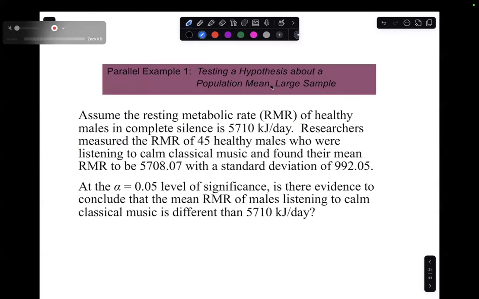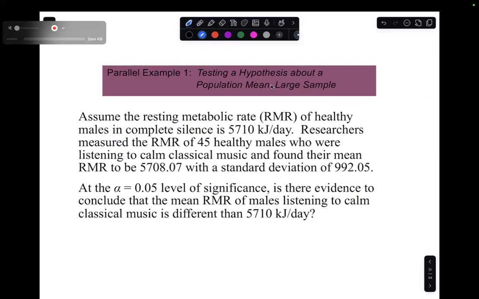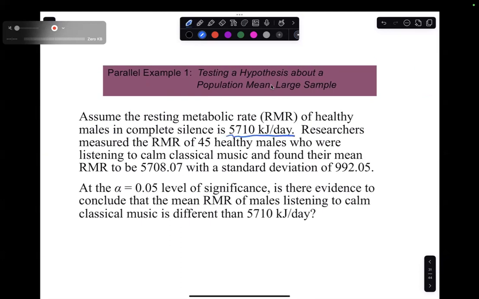All right. So we're assuming that the resting metabolic rate of a healthy male in complete silence is 5710 kilojoules a day. One of the great things about having people who work in the healthcare industry in my class is somebody a couple of probably 3 or 4 terms ago told me that that was kilojoules, and it makes me really happy that I know that now.